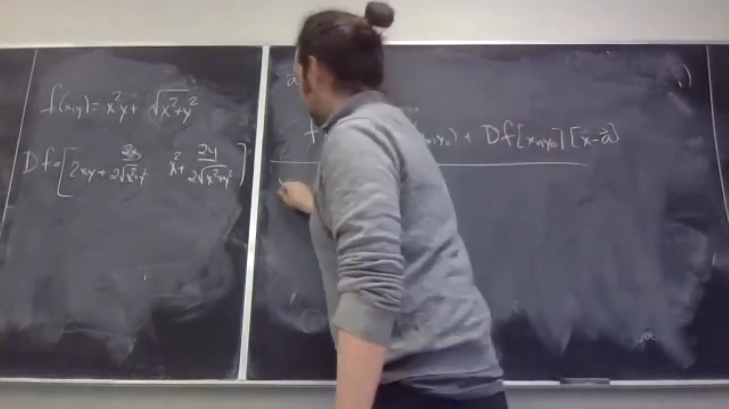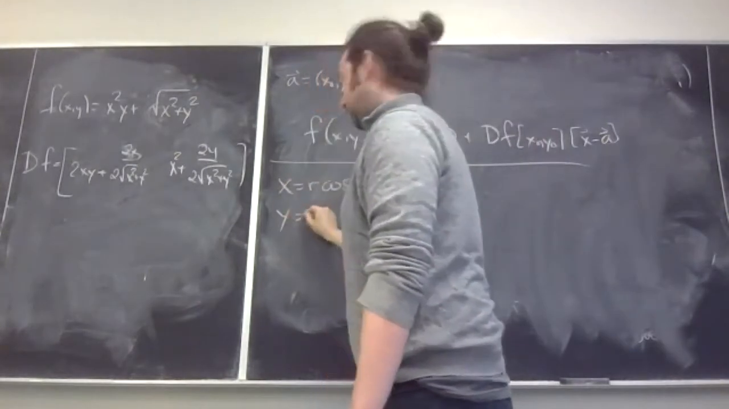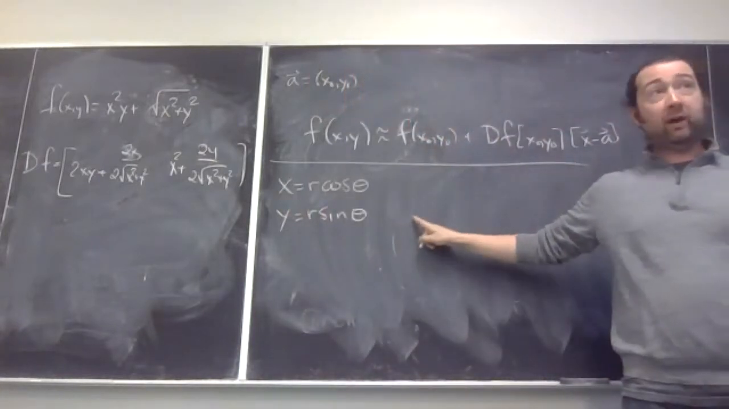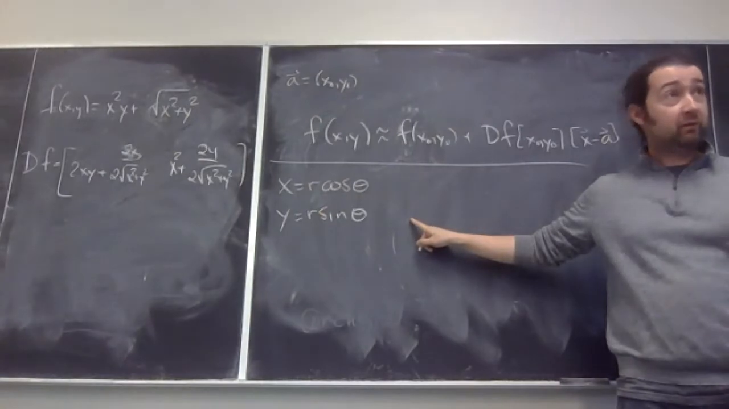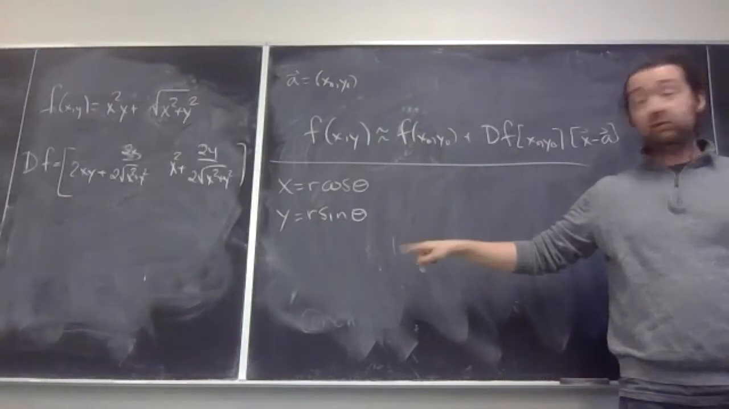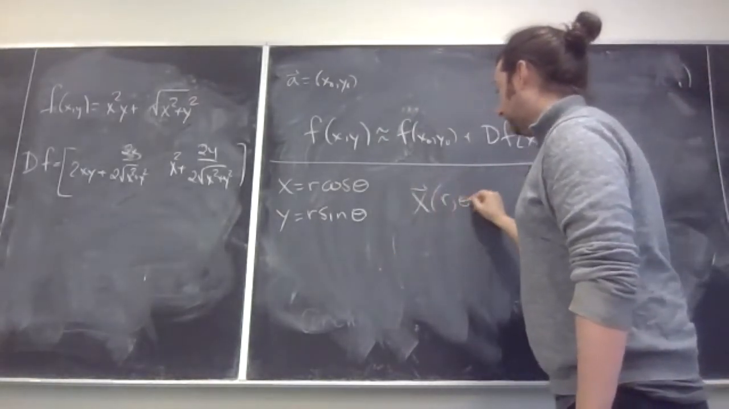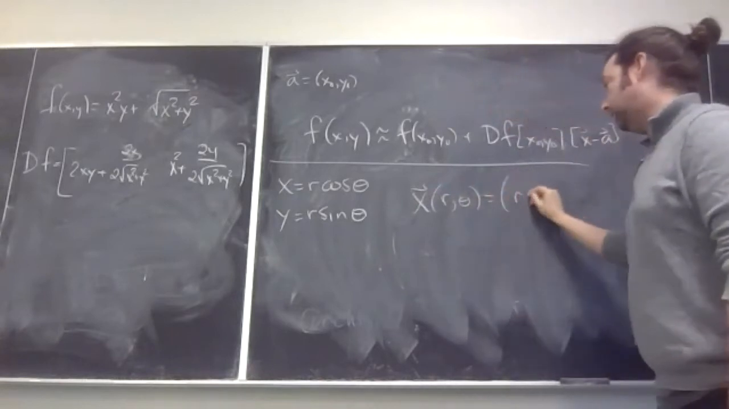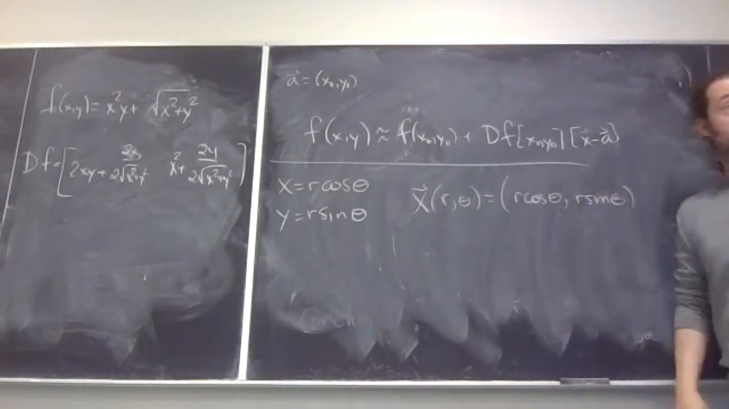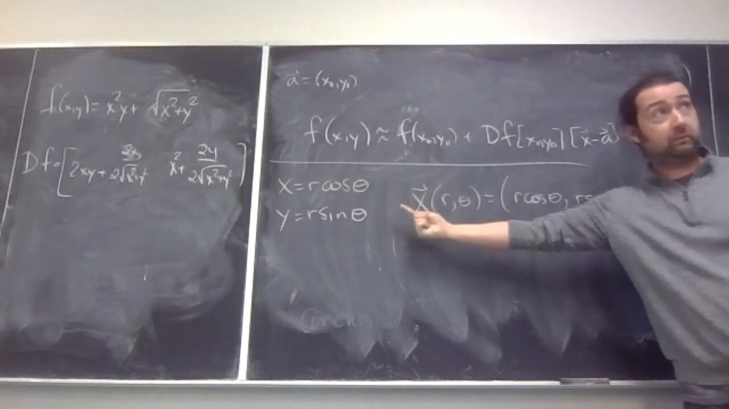R cosine theta and R sine theta. So recognize that as soon as I write this down, I'm writing a vector valued equation that takes in an R and a theta and produces an X and a Y. So there's actually an equation here that looks like X of R and theta is equal to R cosine theta, R sine theta. There's an equation that changes R and theta into X and Y values.